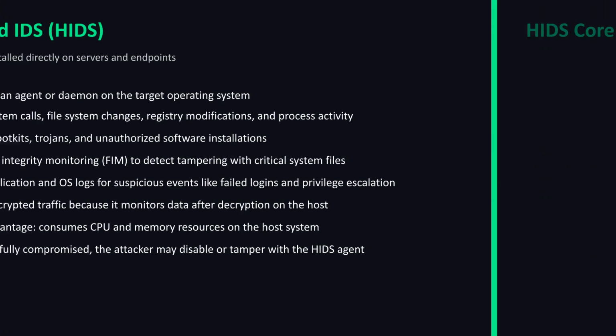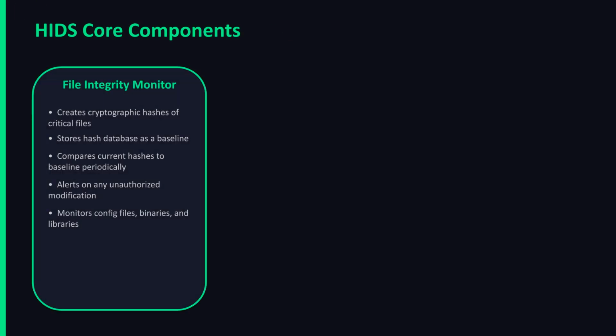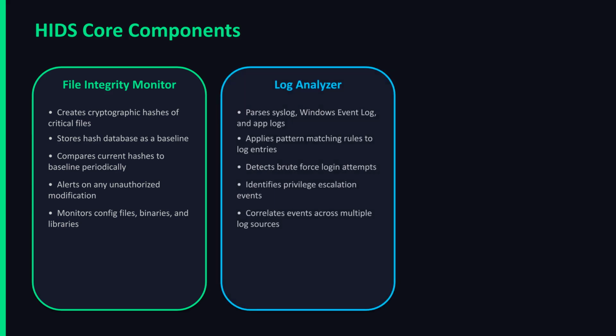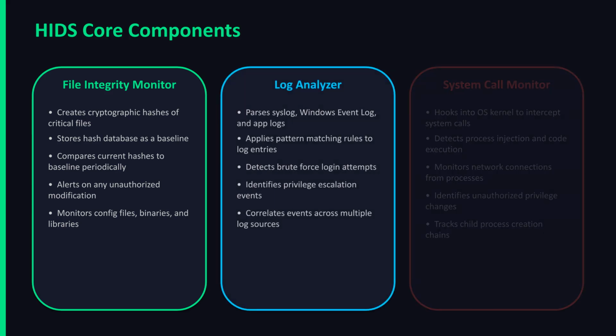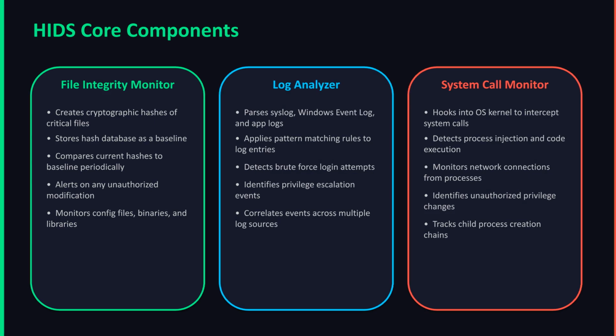A HIDS is made up of core components: a file integrity monitor to detect unauthorized changes, a log analyzer to identify suspicious patterns, and a system call monitor that inspects low-level OS activity for signs of compromise.